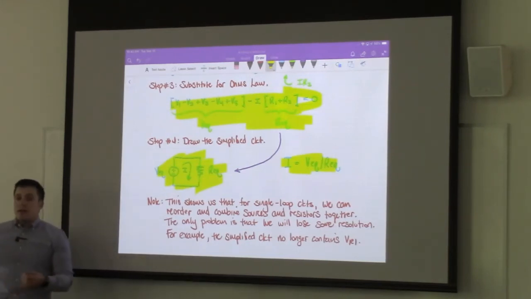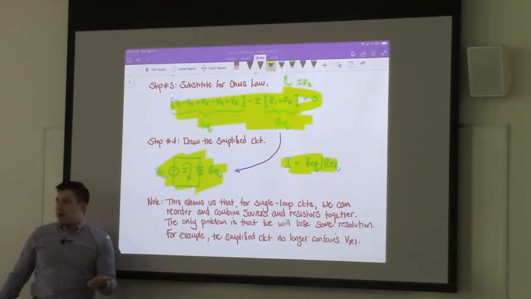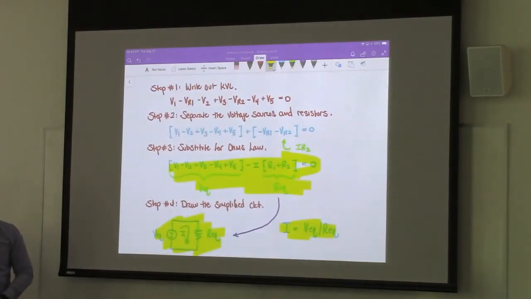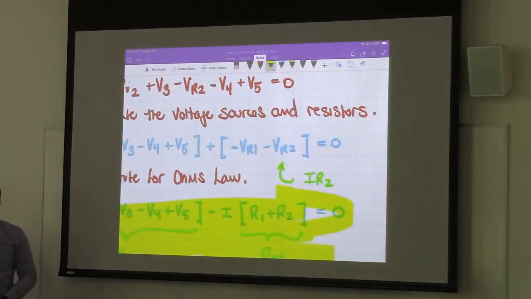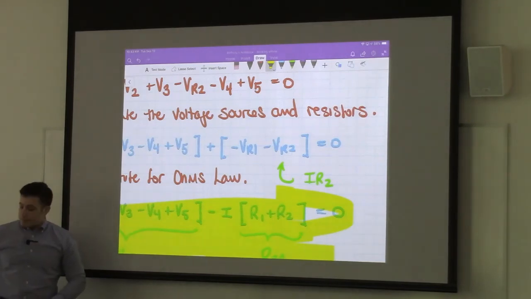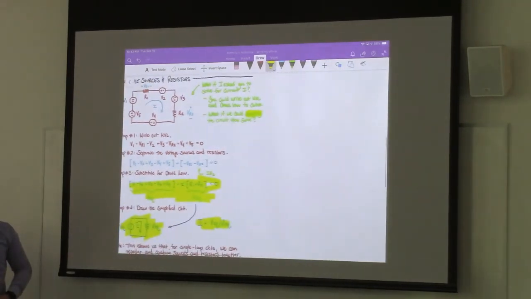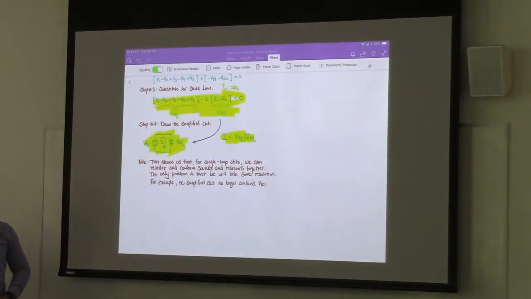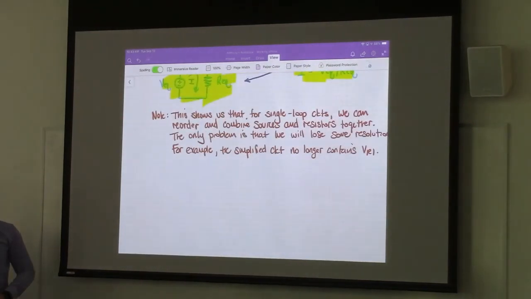When you lose resolution, and there's a value that the problem asks you for, let's say, for example, this problem asks you to calculate I as well as VR1. You can use the simplified circuit to give you I, and then all you have to do to get your VR1 back is plug it into Ohm's law right here. VR1 is equal to I times R1, and you'll have your value back. So that's how we can use combinations of resistors and sources in order to solve.